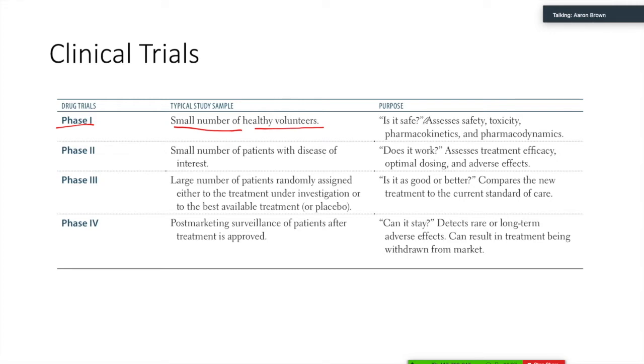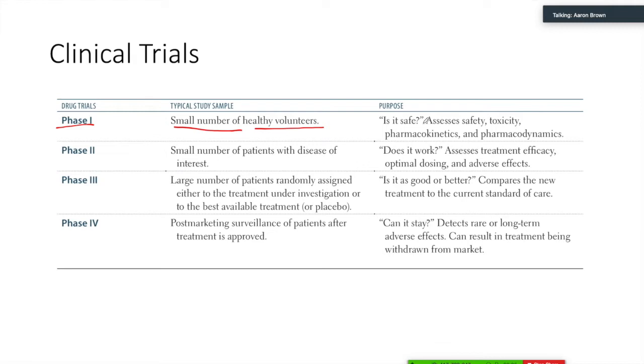In phase two, now we're still going to work with a small number of people in case there are very adverse side effects. We want to not give it to a large group of people to start off, right? So we start with a small number of patients with that disease of interest, and we're going to measure, does this drug actually work? Maybe we already proved it in rats or monkeys or some other animal.